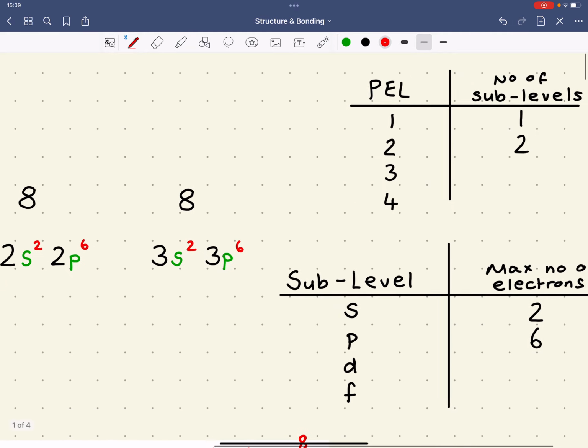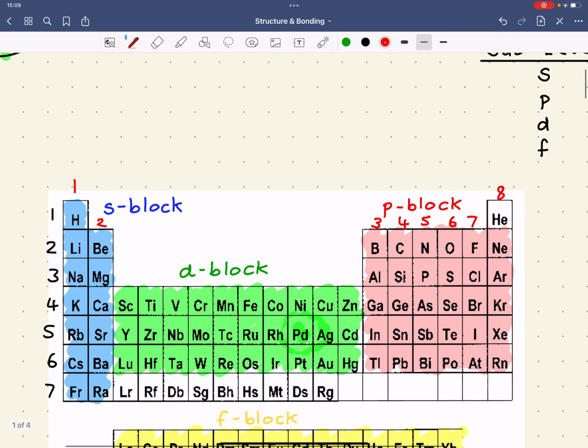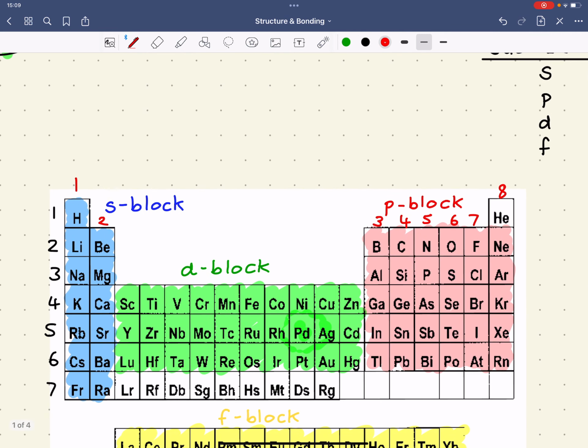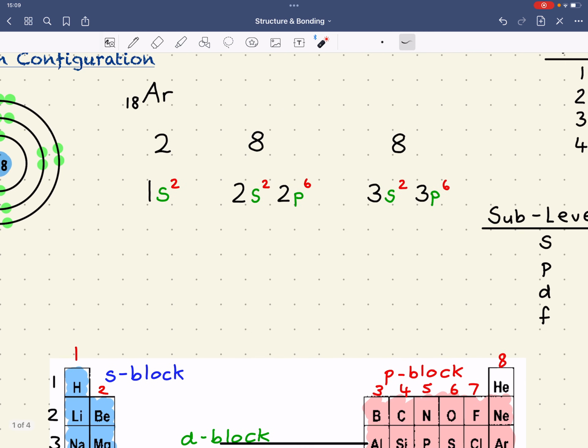Now, what happens after argon? This is where we're going to look at the periodic table. What happens after argon, which is here, atomic number 18? After argon, we go to potassium. But potassium is in the S block. We call this region I've shaded in blue the S block. And what we do now is, this is potassium.